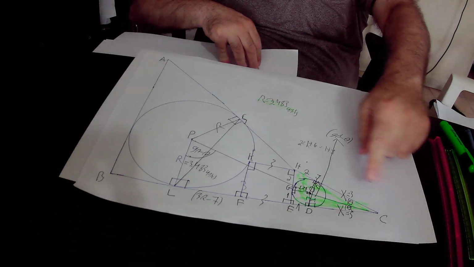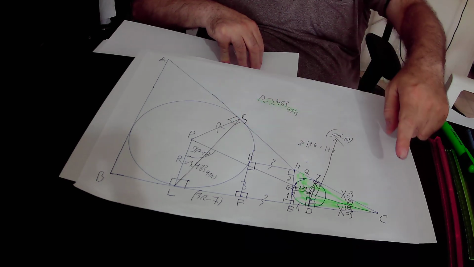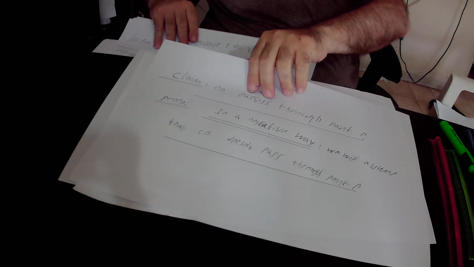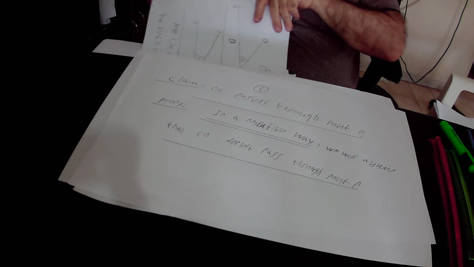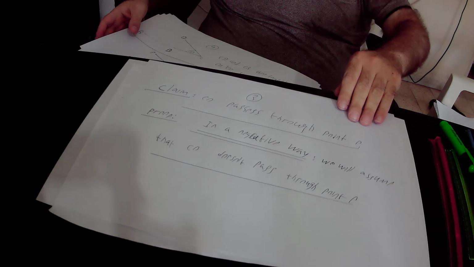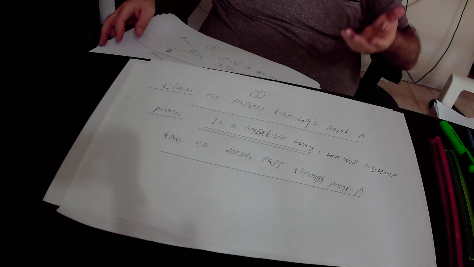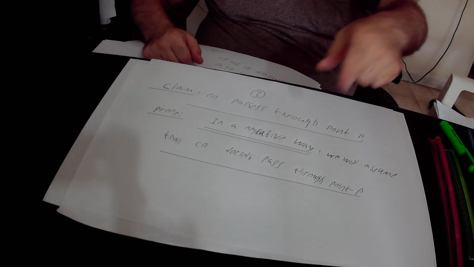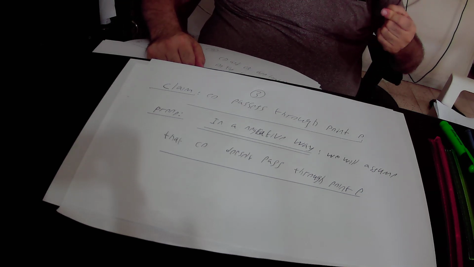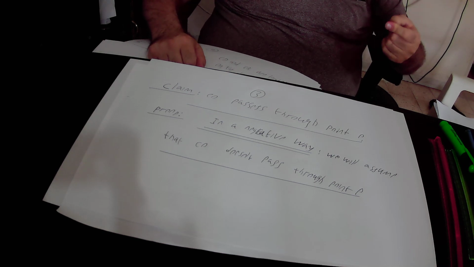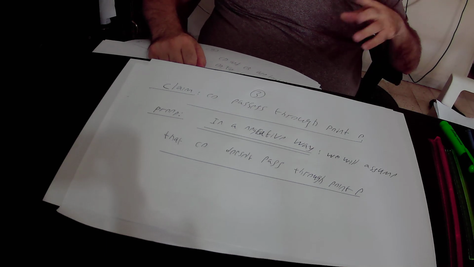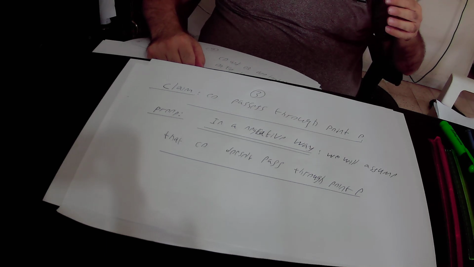Then we have the claim that CO passes through point P. We proved this claim in a negative way. We assumed that CO doesn't pass through point P. By this assumption, we got to a contradiction, and therefore we concluded that CO must pass through point P.